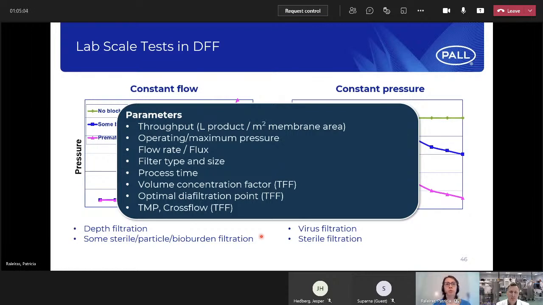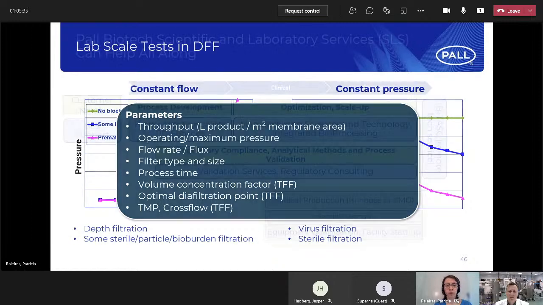Very often we will compare different filters during the same test, and then choose the more adequate one. What is the process time, which can be very relevant if you're going for very large volumes. And then for TFF, you might need things like the volume concentration factor, what is the optimal diafiltration point that I said is important to also optimize, and of course parameters like TMP and crossflow.